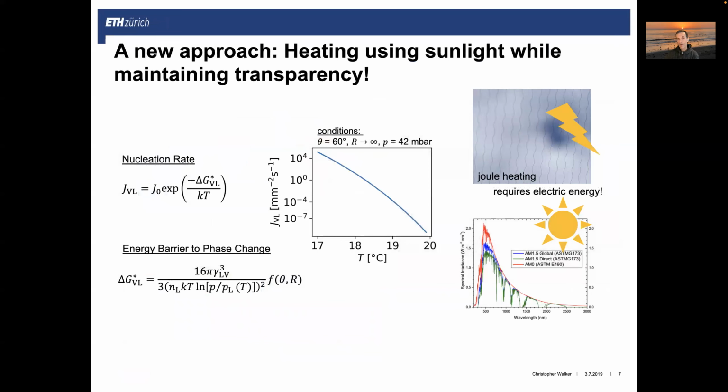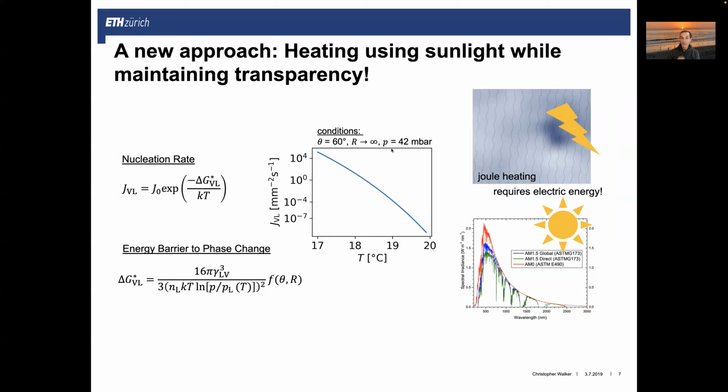Our approach, I call it a new approach, is effectively based on an old concept, that of heating, but instead of using Joule heating, as you see here, we use sunlight, and you will see how we do that.